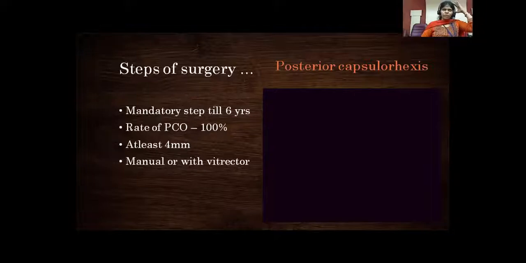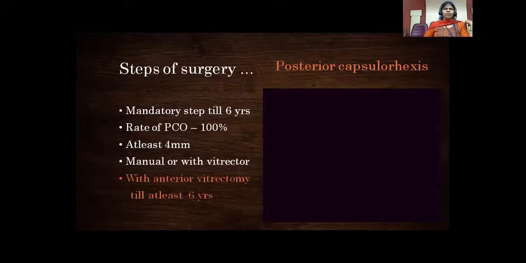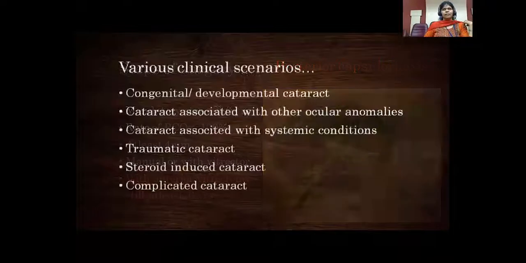So a posterior capsulorhexis is mandatory till the age of 6 years, because we know that the rate of posterior capsular opacification, if we don't manage the posterior capsule, is almost 100%. And the ideal size should be at least 4 millimeters. Like we said, it can be either manual or with a vitrector. And anterior vitrectomy can be done along with a posterior capsulorhexis up to the age of 6 years.